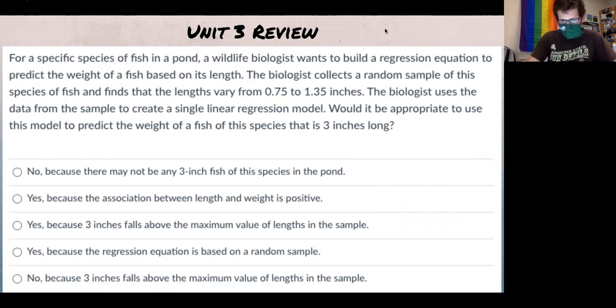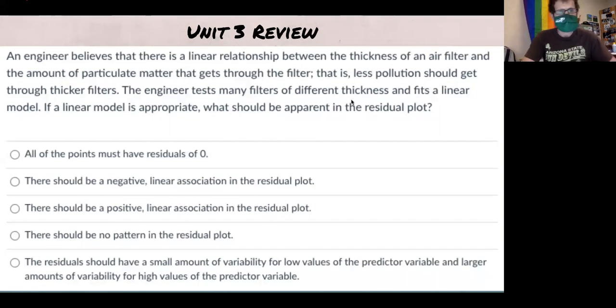Okay, again, a conceptual question. It has numbers in it, but really we're not doing math with this. We're using math concepts. An engineer believes there is a linear relationship between the thickness of an air filter. I'm reading it, aren't I? But anyways, you can finish reading through that and see what you think the best answer is.